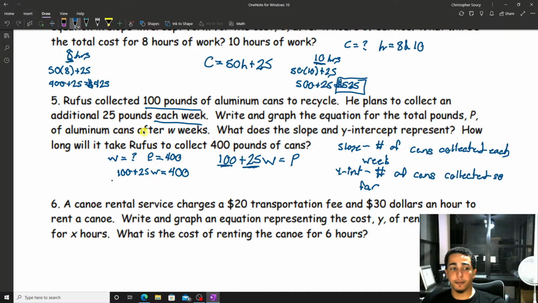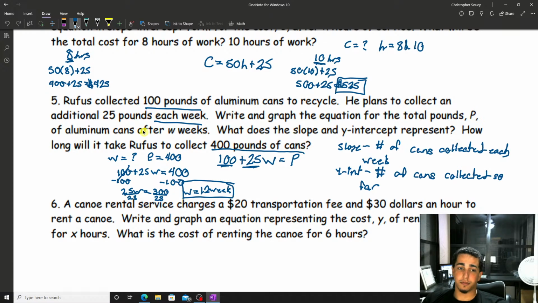To get W by itself, first we're going to subtract 100 on each side. Then we'll get 25W equals 400 minus 100, which is going to be 300. To get W by itself, we're going to divide each side by 25, and we'll get that W equals 300 divided by 25, which is 12. So it'll take a total of 12 weeks before Rufus has picked up a total of 400 pounds of cans.